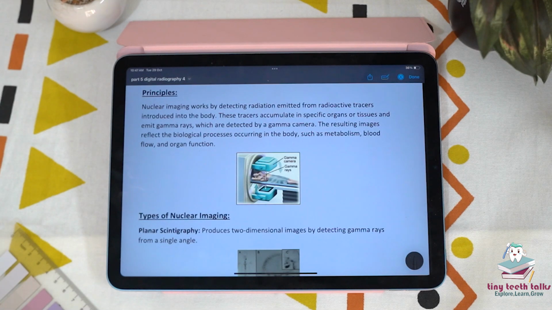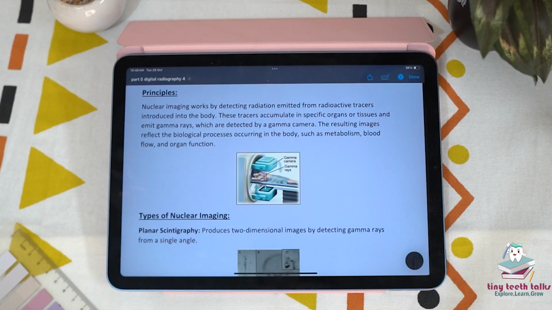So a small amount of radioactive tracer is introduced in the body, usually by injection. The tracer is chosen based on its ability to accumulate in specific tissues or organs. As the tracer decays, it emits gamma rays, and these gamma rays are a form of ionizing radiation that can be detected by the gamma cameras.